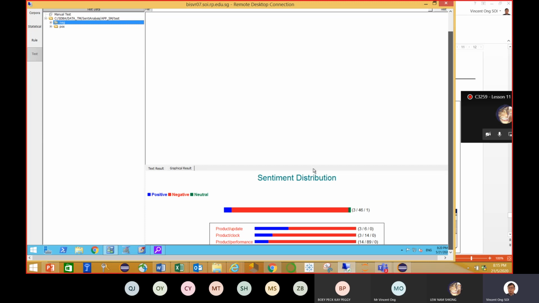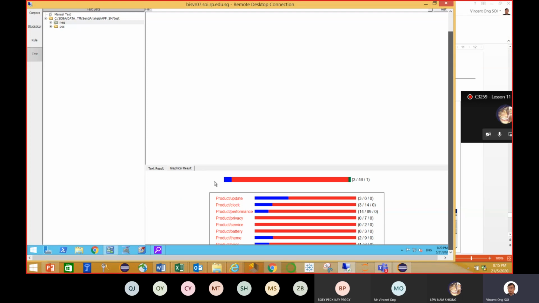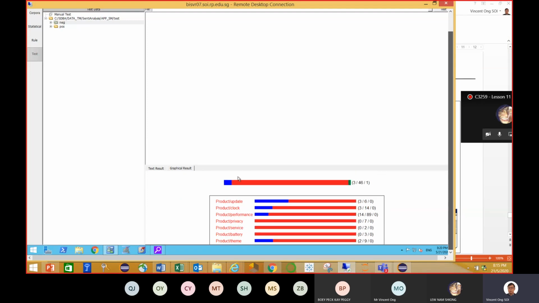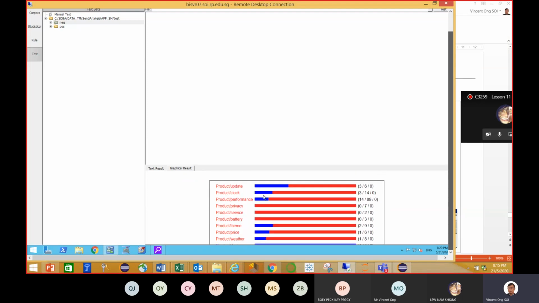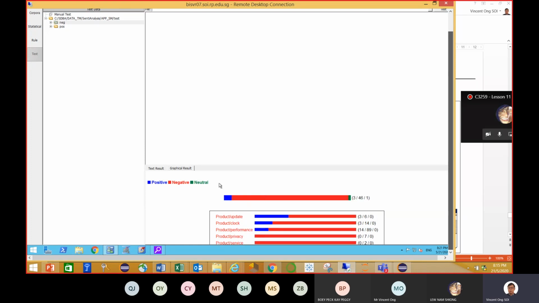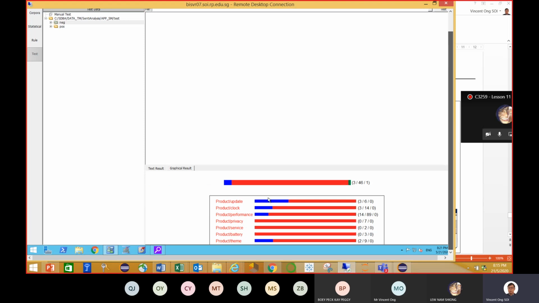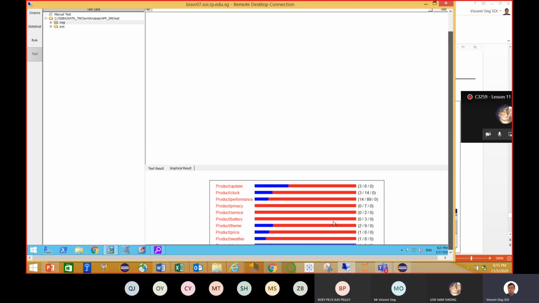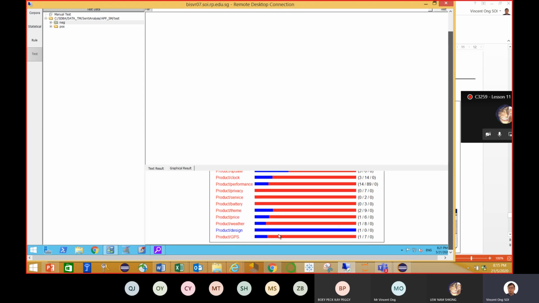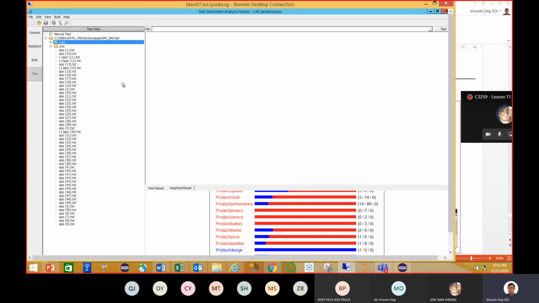If I run the rule base, let me see. So you can see the rule base gives you more insight, right? For example, I run overall and I get negative, but what really is negative? The negative comes from this feature. The more positive one is the design. You can run it. Now I can also test by choosing just one document.